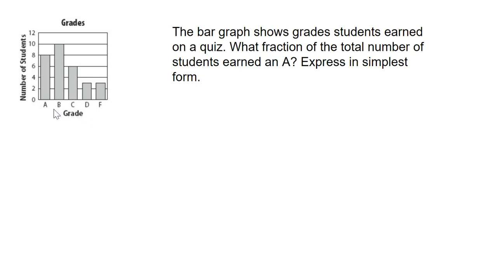this quiz. So if we look here in the first bar, we have A, which is 8 students. So now we will add that to the next bar, B, which is 10 students. Then C, 6 students. D, 3 students. F, another 3 students. So we have a total of 30 students who took this quiz.